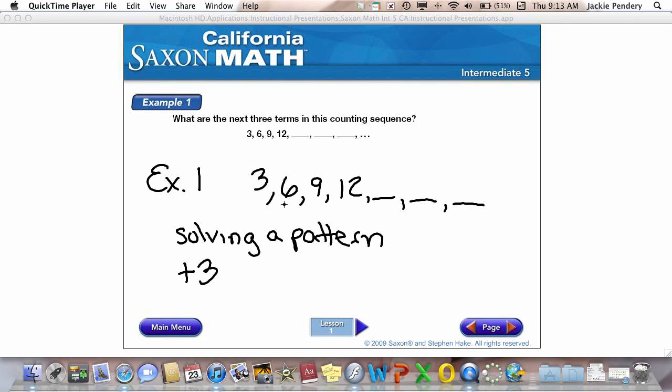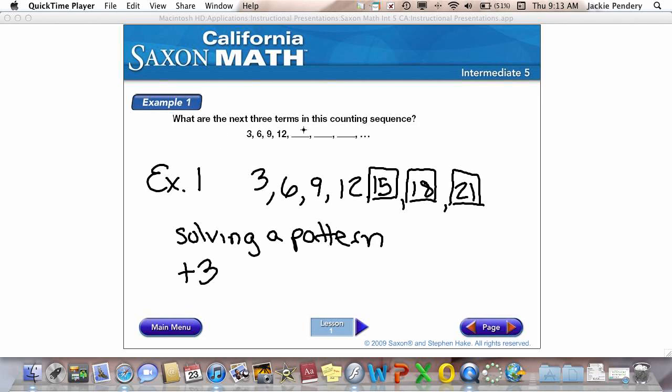So we go 3 plus 3 is 6. 6 plus 3 is 9. 9 plus 3 is 12. So I know that 12 plus 3 is 15. 15 plus 3 is 18. And 18 plus 3 is 21. I'm going to go back and put a box around my answers. And then quickly double check.